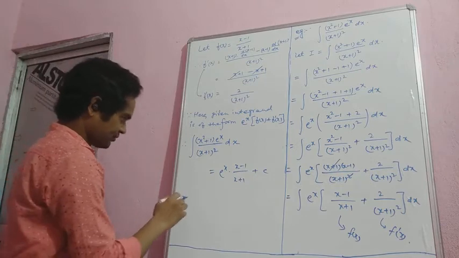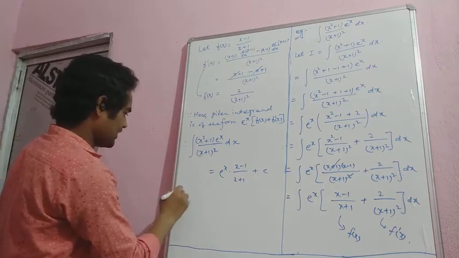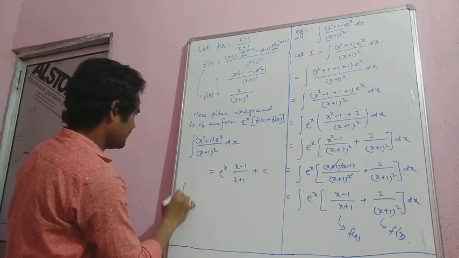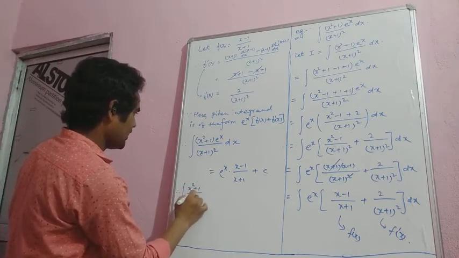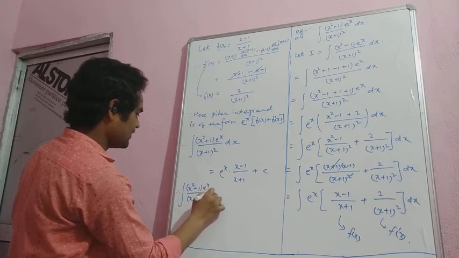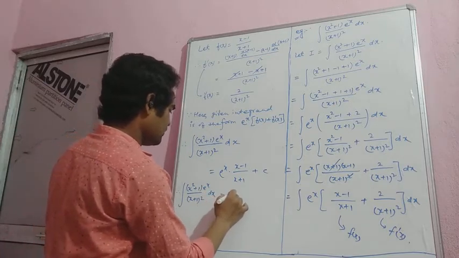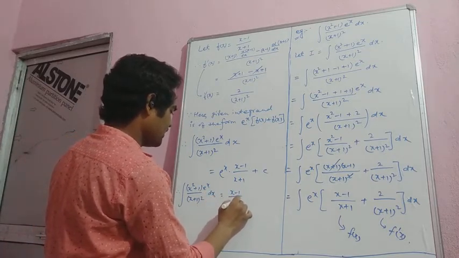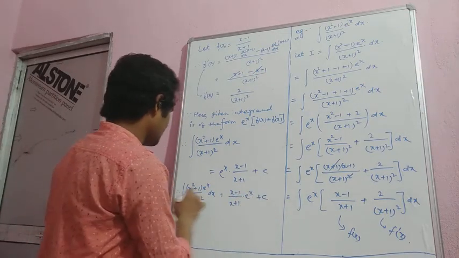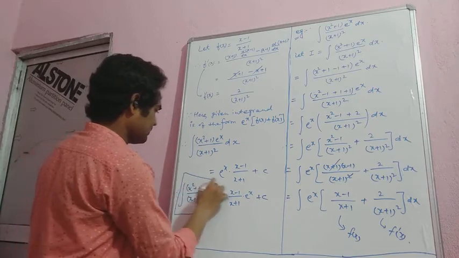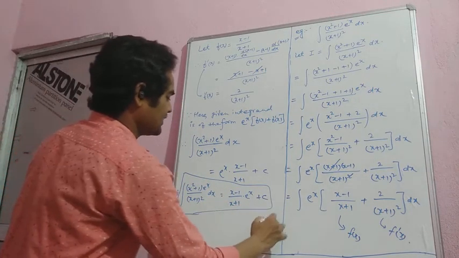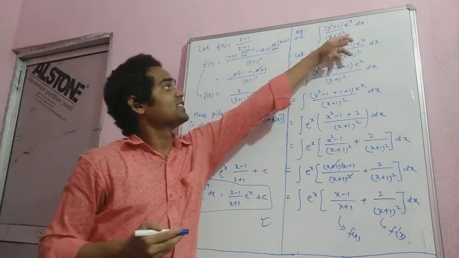Now we can write finally, the integral of (x square plus 1) upon (x plus 1) whole square e to the power x dx is equal to (x minus 1) upon (x plus 1) into e to the power x plus c, which is the required integral.